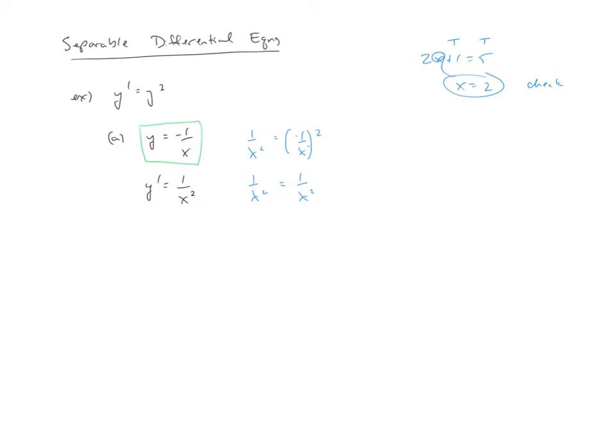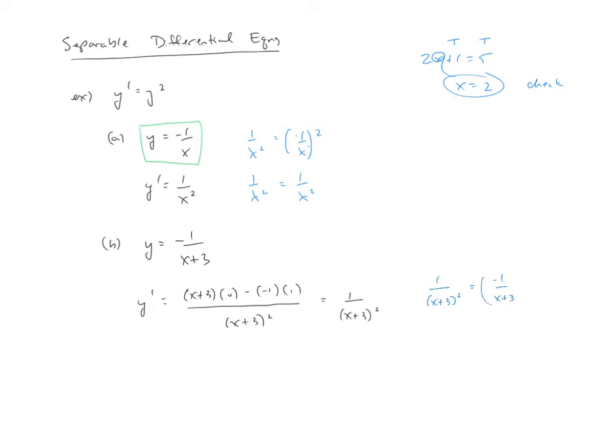Okay? So let's take a look at another one. We'll call this one letter B. If we take y equals negative 1 over x plus 3, we'll need our y prime, and this is going to be a quotient rule. So we've got low times derivative of high minus the high times the derivative of the low, over the low squared, which simplifies to 1 over x plus 3 squared. Okay? So once again, my y prime is now going to be this, and my y I'm going to substitute in. So I'm going to have 1 over x plus 3 squared equals negative 1 over x plus 3, quantity squared, which is in fact the same thing. So we've just checked our answer, and we've shown that this is a solution to the differential equation.